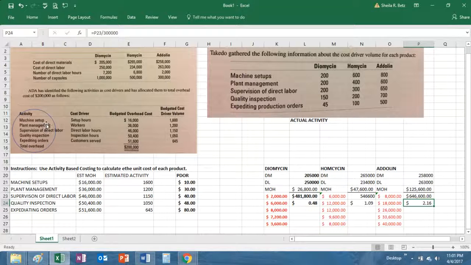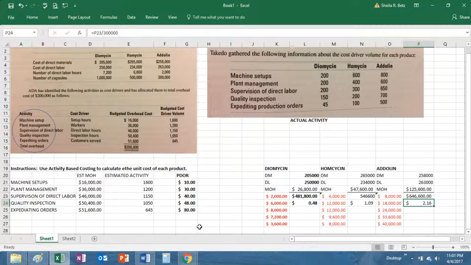Particularly ABC and single PDOR, if you understand those two, you can adapt them to volume drivers because the concept is the same. You're just maybe using, instead of supervision of direct labor or quality inspection, only direct labor hours or machine hours or units produced, etc. It's just a different allocation base. So that's why I didn't do anything with this. And the number of direct labor hours, we would only use those if we were trying to assign this 200,000 using a single rate, a single PDOR, and that would be what we did of job costing, not what activity-based costing is about.